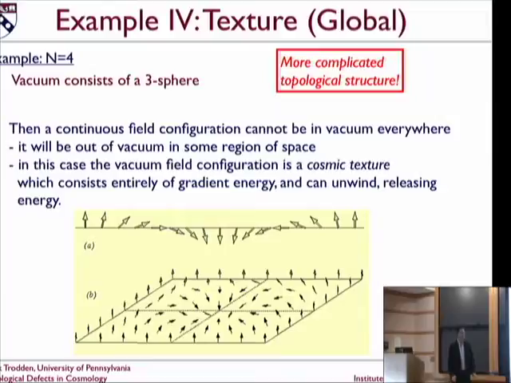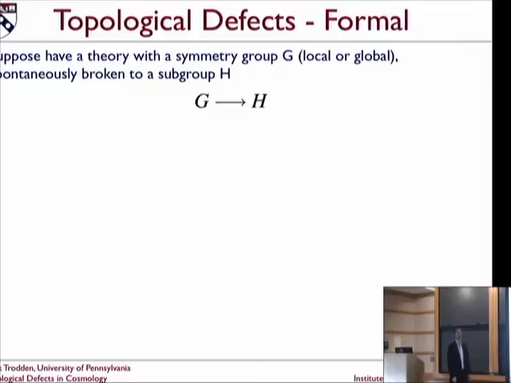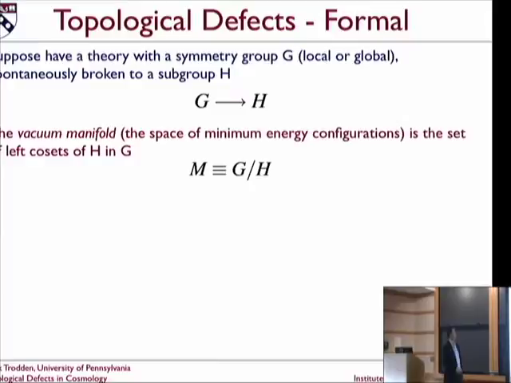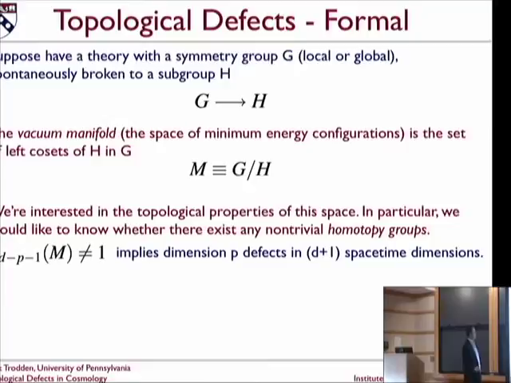Okay, so obviously there's a more formal theory that goes with this, and this is the wrong audience for me to be telling you about it, but it's mandatory that I have it on a slide. So if I have a theory with a symmetry group G, and I don't care, as I said, whether it's local or global at this point, that's spontaneously broken into a subgroup H, then if you construct the vacuum manifold, the set of cosets of H in G, this is the vacuum of the theory, and we're interested in the topological properties of the space.